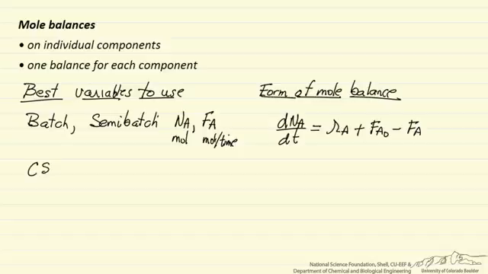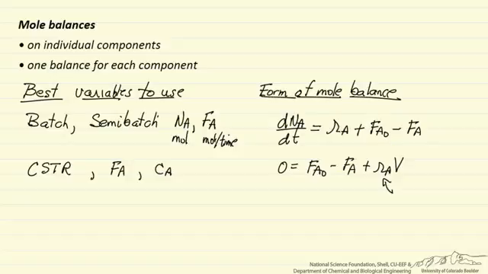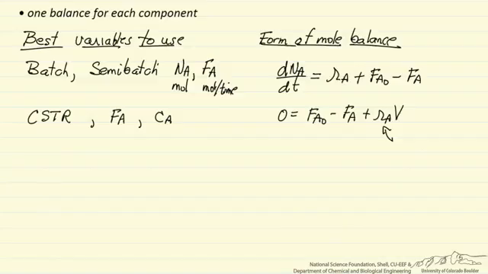For a continuous stirred tank reactor, we can certainly use the molar flow rates of A, but in most cases these are liquid phase, so using the concentration is also a reasonable variable. The general mole balance for a steady state CSTR is the molar flow rate in of A, minus the molar flow rate out, plus the rate of reaction times volume. Keep in mind this rate expression r sub A can be positive or negative depending on whether A is a reactant or product.